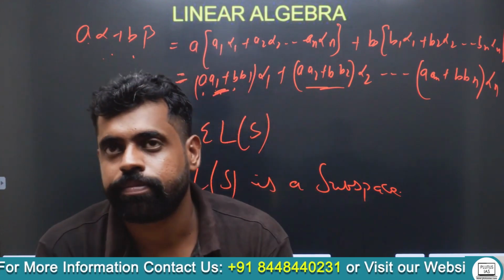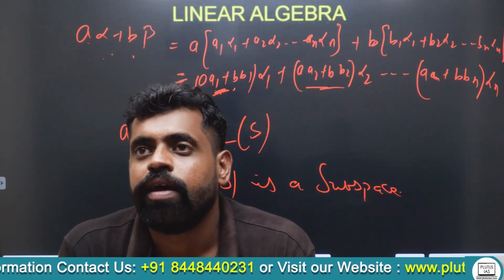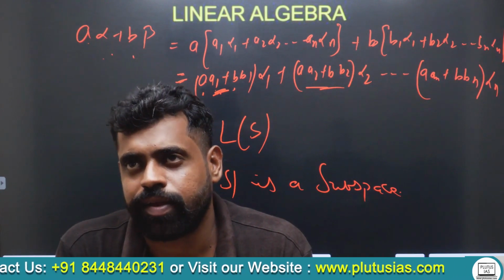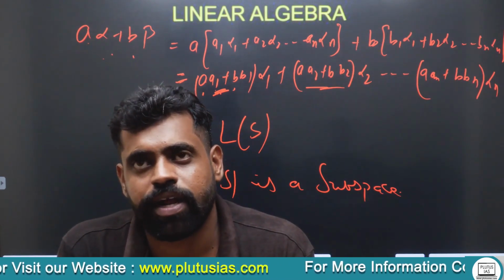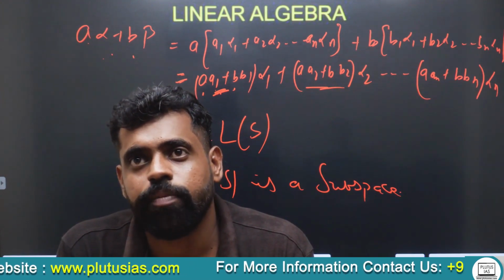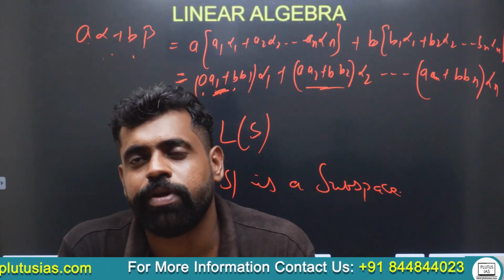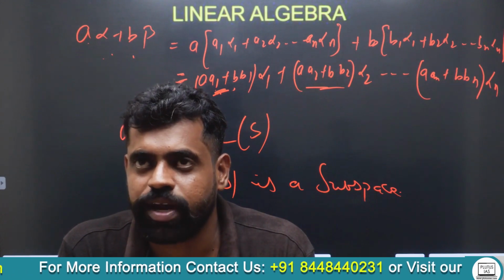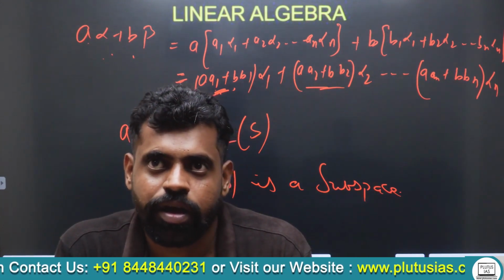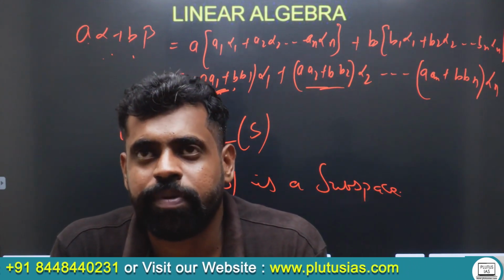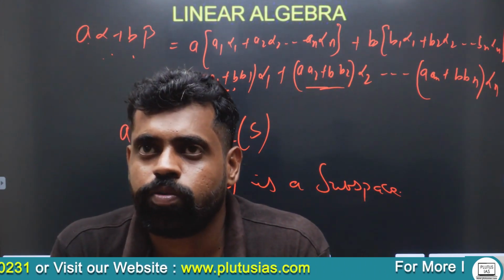Is it clear, everyone? Whenever you have to prove anything as a subspace, please use this concept. Take two elements alpha and beta from that set, and then show that a alpha plus b beta also belongs to that subset. Then you can easily prove that it is a subspace. Okay, so is it clear, everyone? Please reply yes or no.